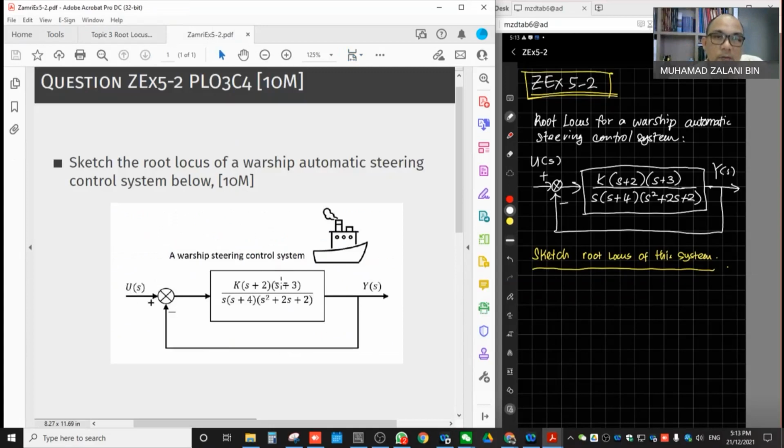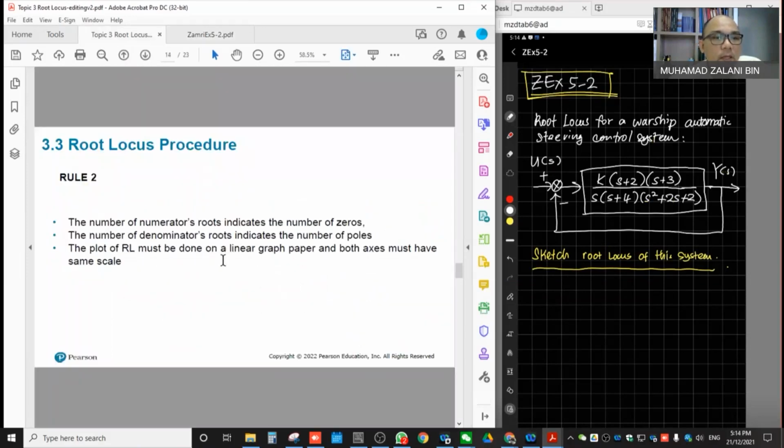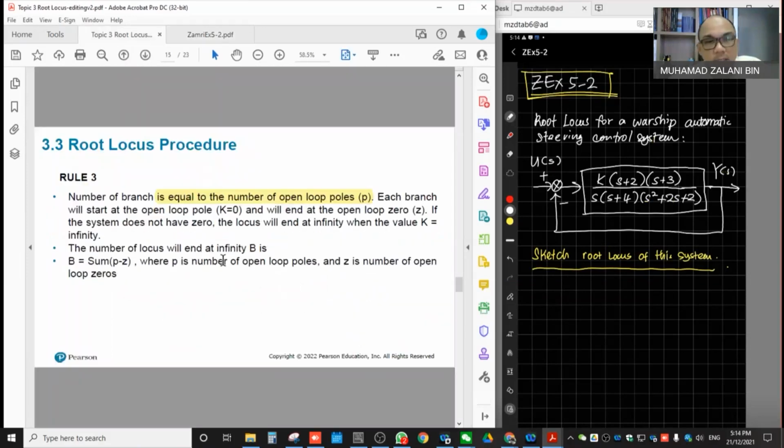I'm going to show you how to draw the root locus for this particular system, which is a Y-shaped automatic steering control system, given as this closed loop feedback control system, which is a negative feedback control system here. I have rewritten the system here. To begin with this question, let me check what are the rules that we can follow.